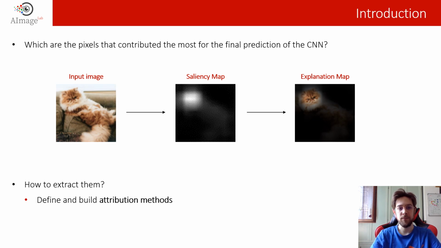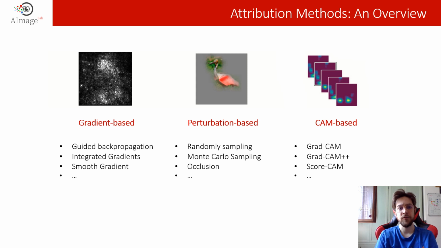To extract these maps, there have been defined different attribution methods that are basically functions attributing a relevance to each pixel. In the recent literature, there are three main approaches: gradient-based, perturbation-based, and CAM-based. We are going to talk deeply about these last ones.